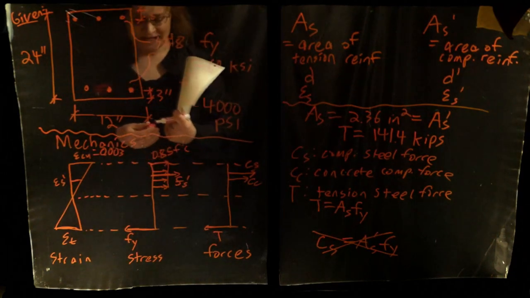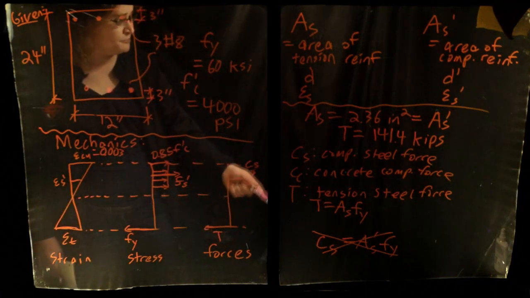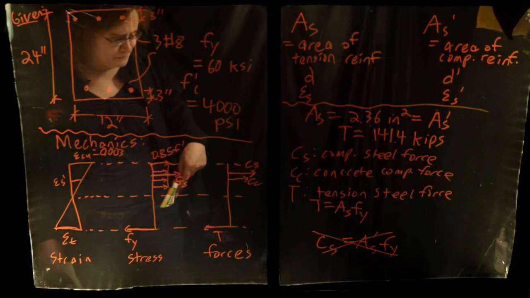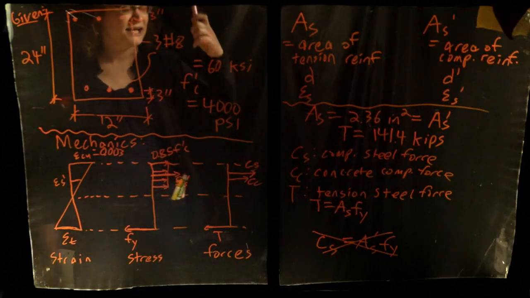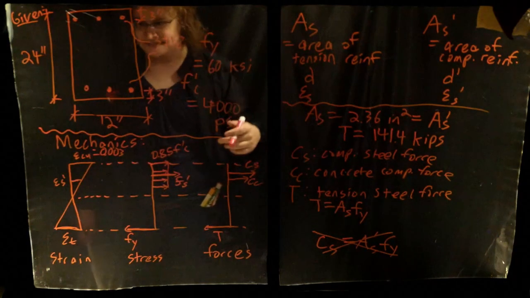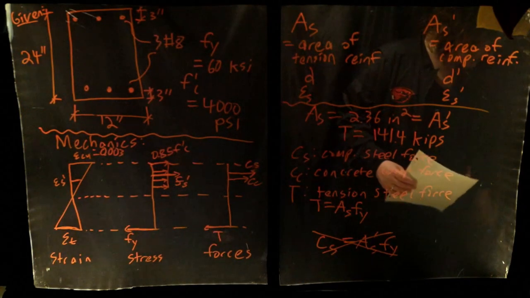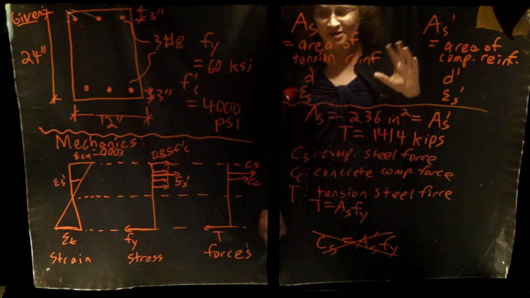So instead, unfortunately, there's no easy way to do this. There's not one simple direct equation where we can just calculate T and multiply by a predetermined moment arm. Instead, we're going to have to really focus on these mechanics, and we're going to have to iterate based on various values of the neutral axis. Let's take a look at what I mean by that. I'm going to clear this board.